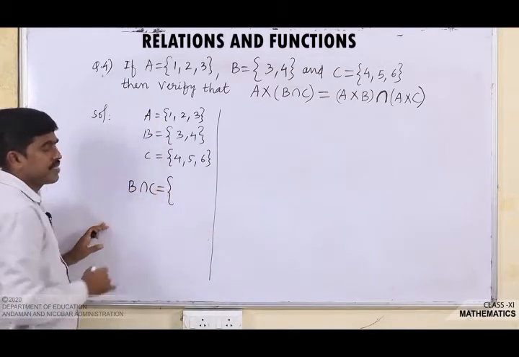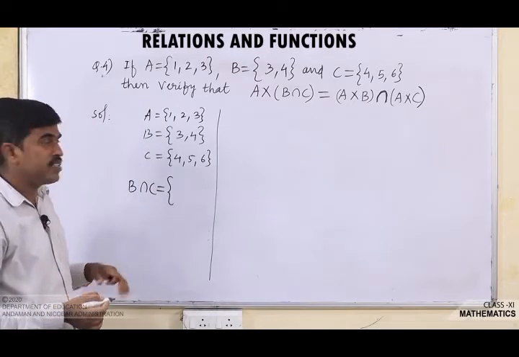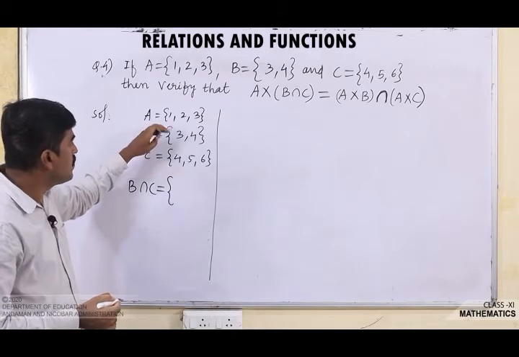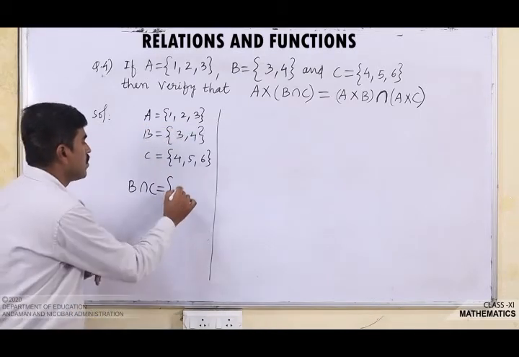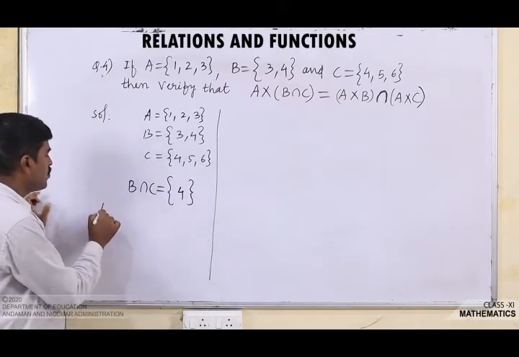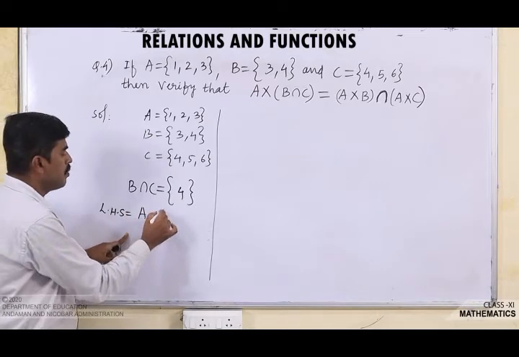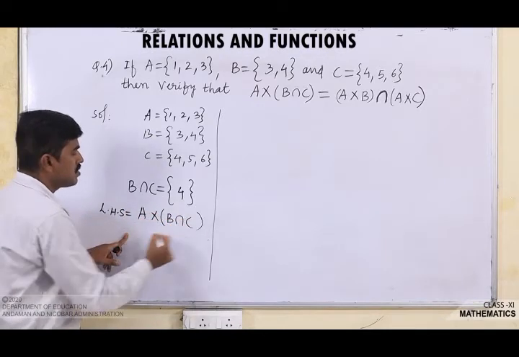What is B intersection C? B intersection C means the set of common elements to both B and C. So which element is common there? That is 4. So B intersection C is {4}. Now I am going to find LHS. What is LHS? A cross (B intersection C).